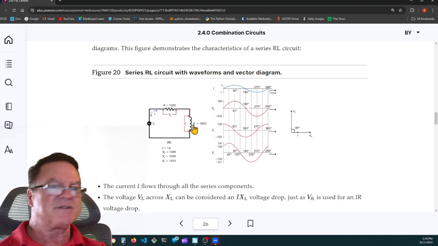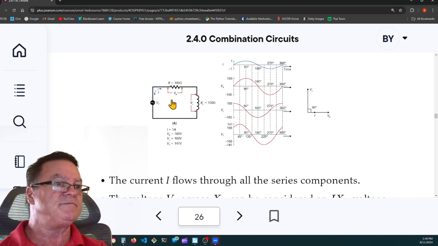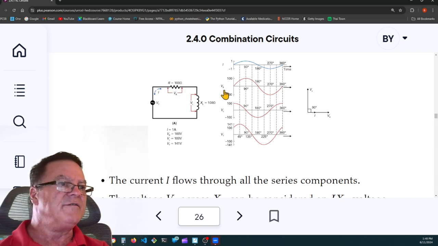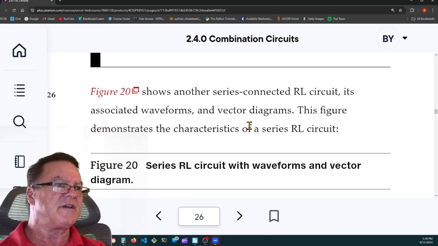So here's vector analysis. You know what? Let me blow this up. Why is that so small? You can't see that. There we go. So they have VR. That's the voltage across the resistor. And look, it's in phase. It starts at 0. And VL should be leading by 90 degrees. It is. There it is. And it ends up that the source, or the voltage total, is 57 degrees out of phase?